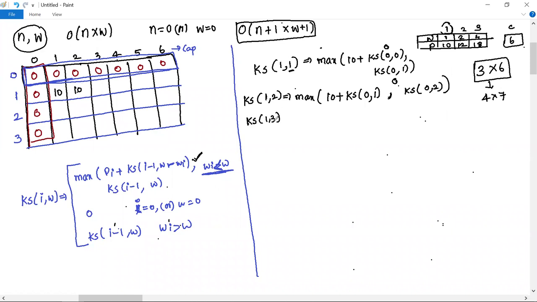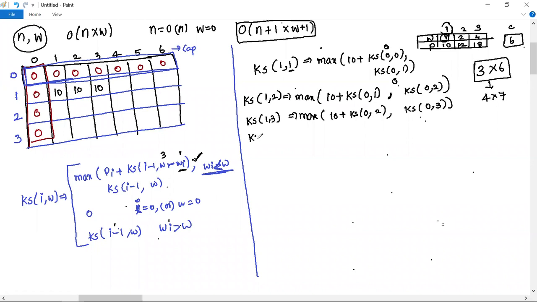Next, knapsack of 1 comma 3. What is the meaning of this one? We are considering the first object and the capacity is 3. Same thing we need to do: maximum of 10 plus KS of what? The number of objects is reduced by 1. And how much capacity did you add? Only one. So we need to do 3 minus 1; the weight value is 1 and the capacity was 3, so we take 2. And here it will be the same case of 0 comma 3. 0 2 is 0, 0 3 is 0. We'll get 10.